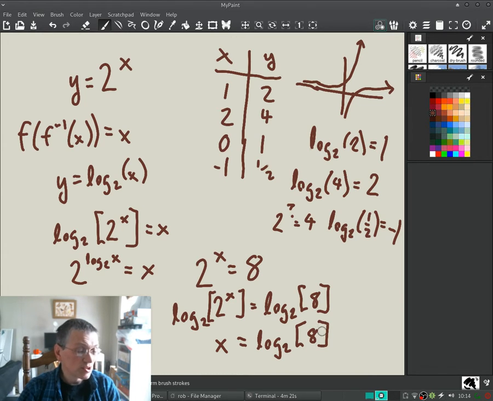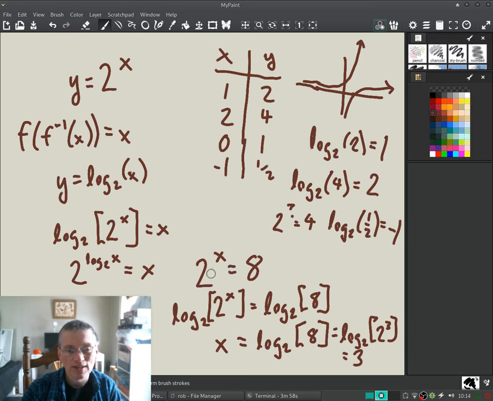8 is just 2 to the, let's see, 2 to the 3. Log base 2 of 2 to the 3. And you know, log base 2 and 2 to the power are inverse functions, so this ends up being 3. That's sort of one way to do it.